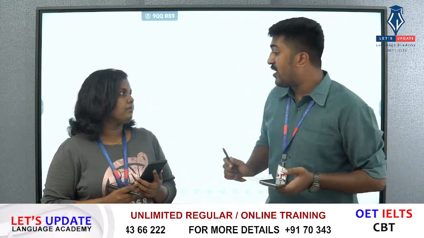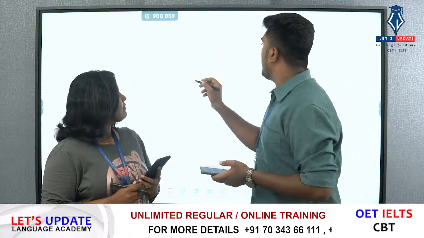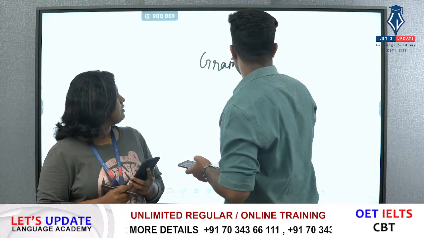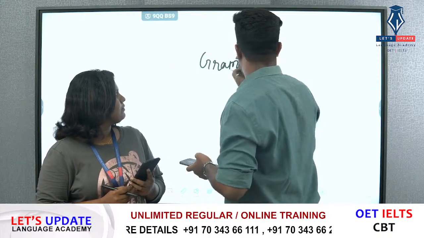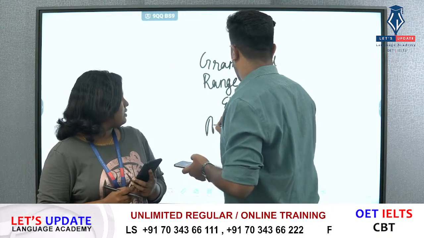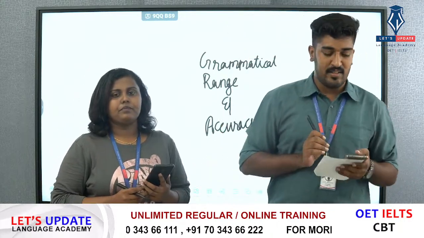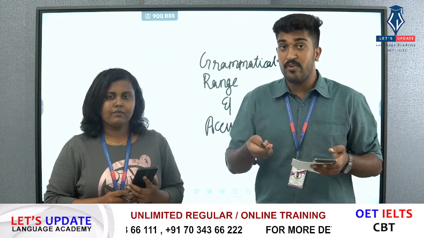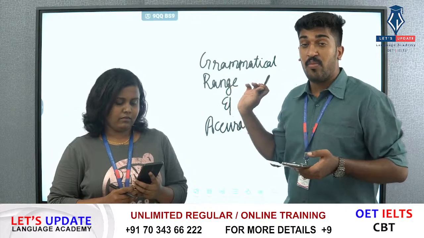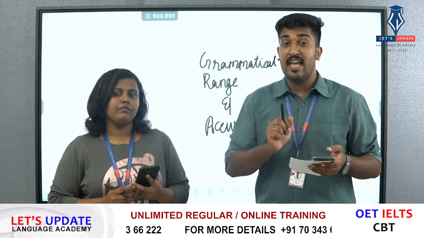Okay, and the next one is grammatical range and accuracy. So this is the second criteria. The things that you're saying fluently should also be grammatically correct. It should also be accurate. So that will be assessed in the second criteria, which is grammatical range and accuracy.